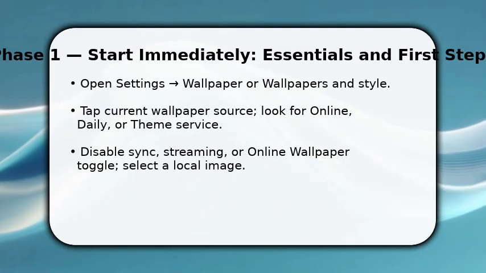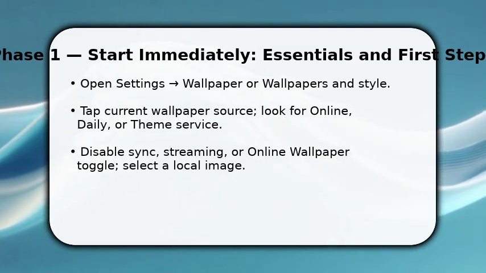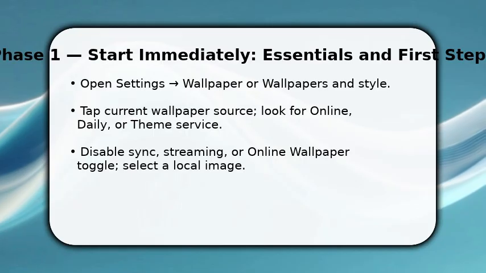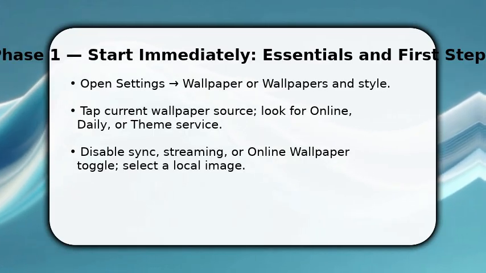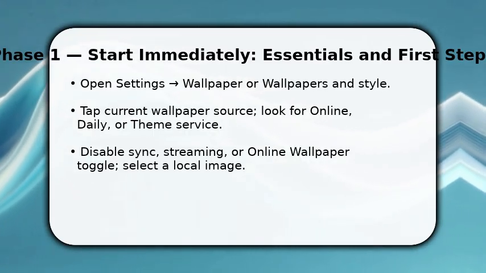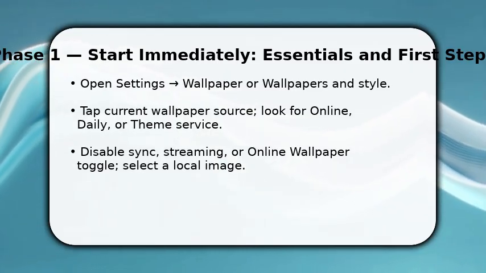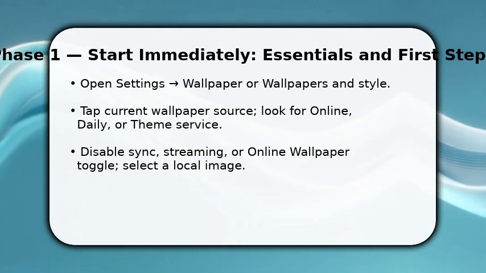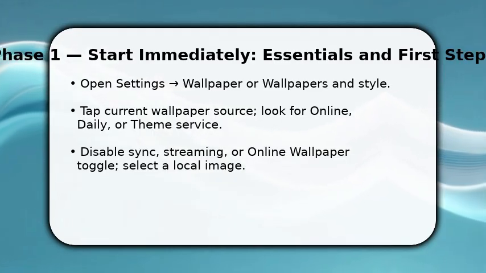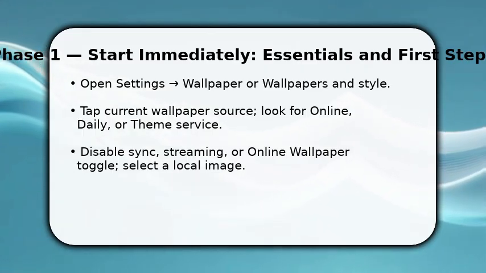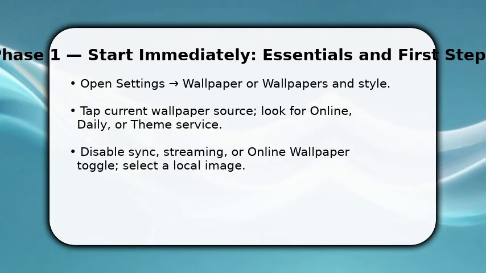Enjoy the video. You start by opening Settings and going straight to Wallpaper or Wallpapers in Style. Once there, tap the active wallpaper source and look specifically for online, daily, or theme service options. Immediately disable any sync, online wallpaper, or daily wallpaper toggle so images stop streaming. Then choose a local photo from Gallery or Samsung's default static options to replace it.